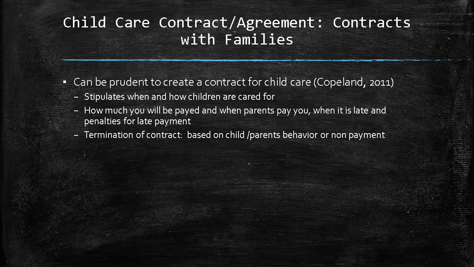Other reasons for termination of contract could be based on the child or parent's behavior. It needs to be clear, it needs to be looked at by another professional, and it needs to be understood and signed by the parents and also the owner, director, or supervisor.